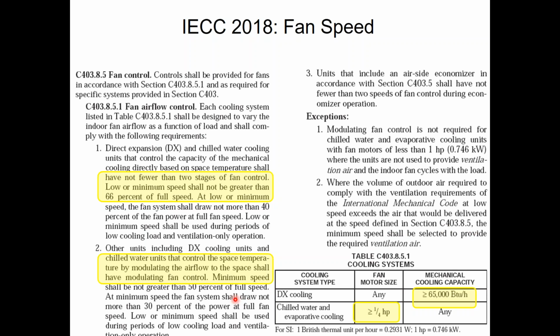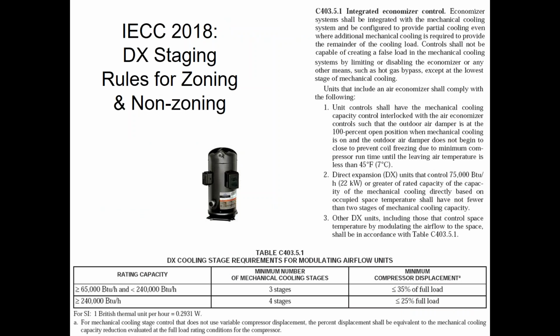So if I have units that control space temperature by modulating airflow to the space, in other words, I have dampers on the zones, in those cases, I have to have a modulating fan speed control, as it says down over here in note number 2. Not a big deal because I probably would have put modulating fan speed control on the VAV air handler anyway. So we're good in that regard.